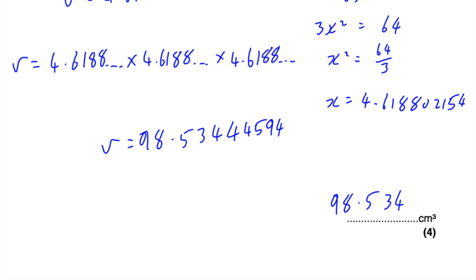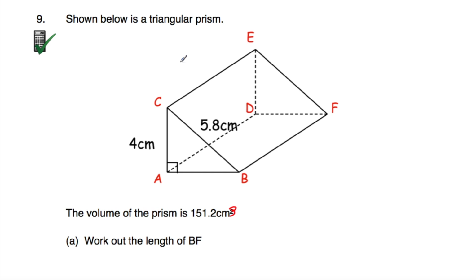Okay, let's look at our next question, question number 9. So for question number 9, we've been given this triangular prism, and we're told the volume of this triangular prism is 151.2 centimeters cubed. We know that AC is equal to 4 centimeters and BC is equal to 5.8 centimeters, and we've been asked first of all to work out the length of BF. So we want to find the length of BF.